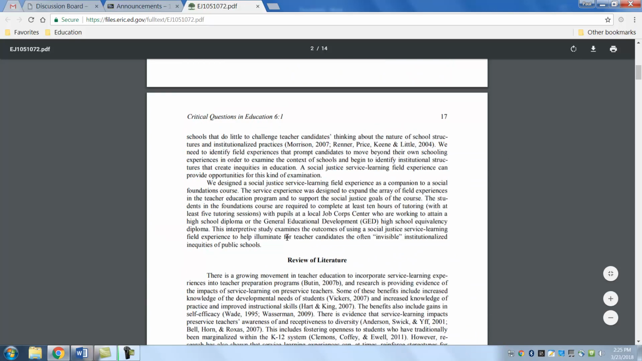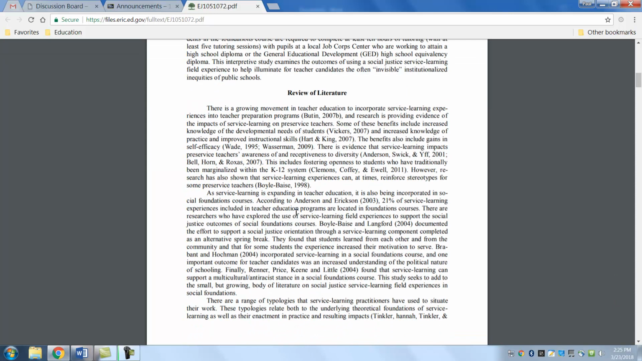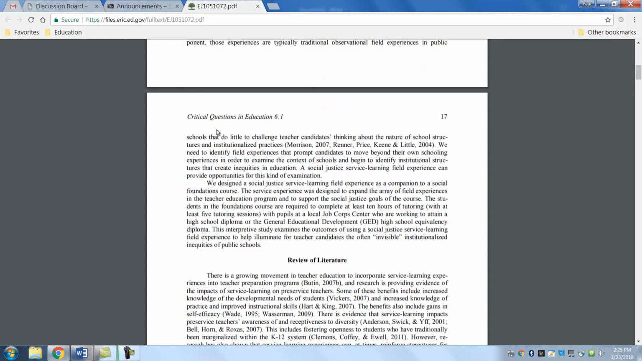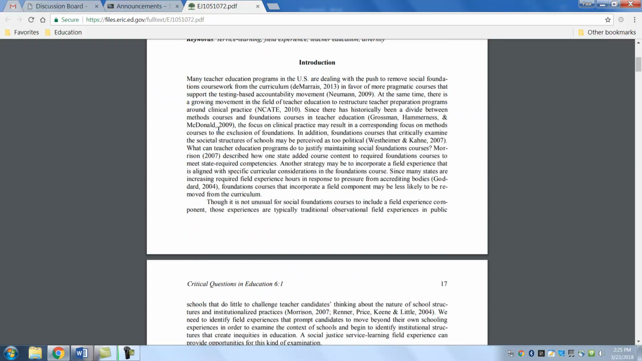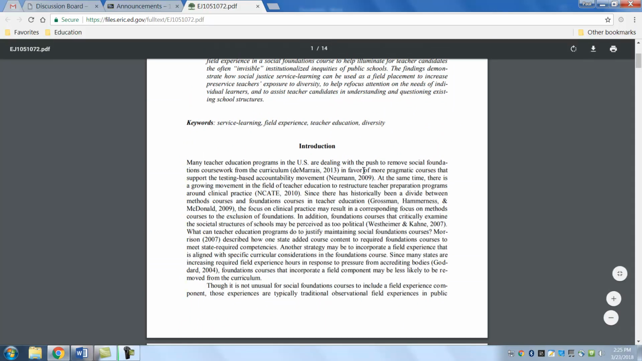Another thing I want to point out is the way you write should be in an active voice. Some of you are writing in flowery language, once upon a time, but if you notice how this is written here, let's pick a good one. Right here, many teacher education programs in the U.S. are dealing with the push to permit. Boom, they're telling you the story right there.